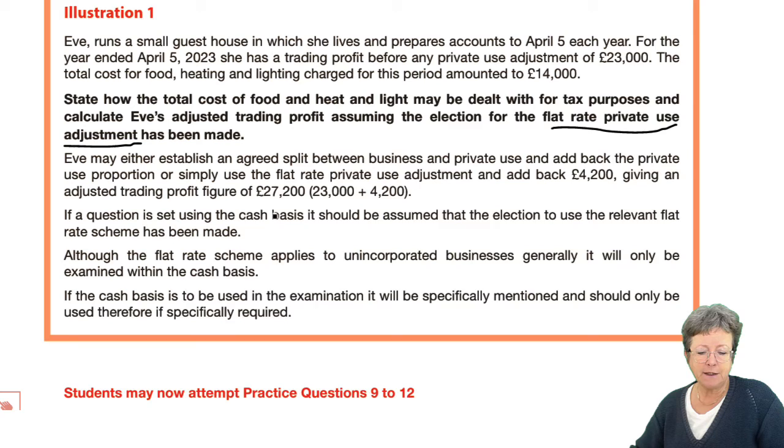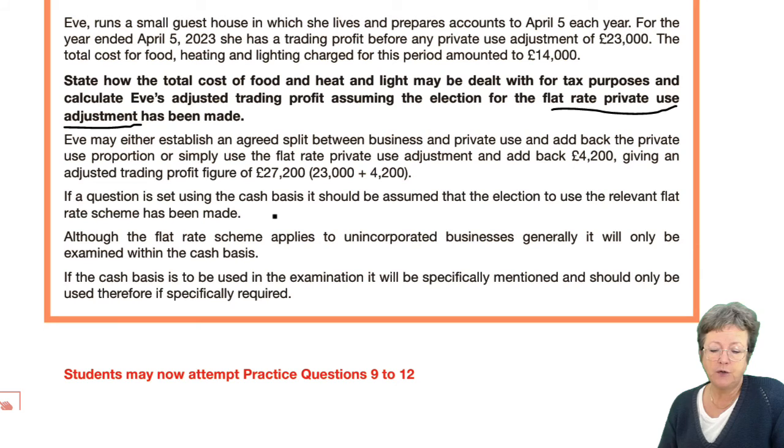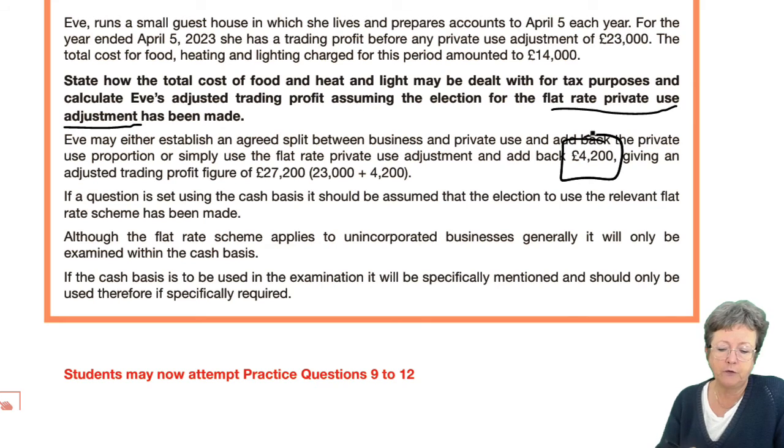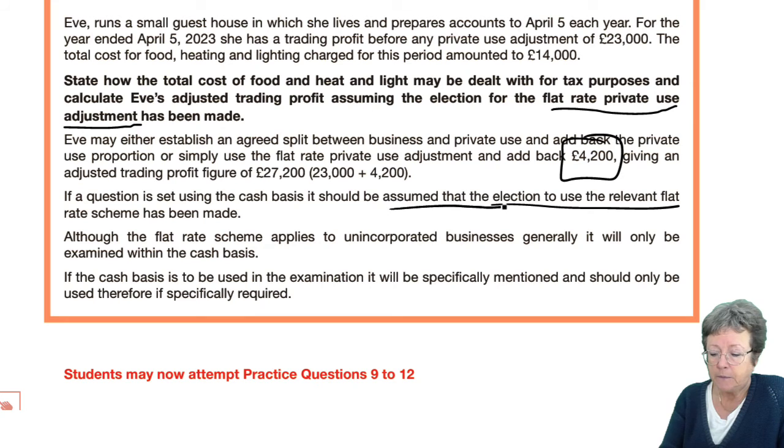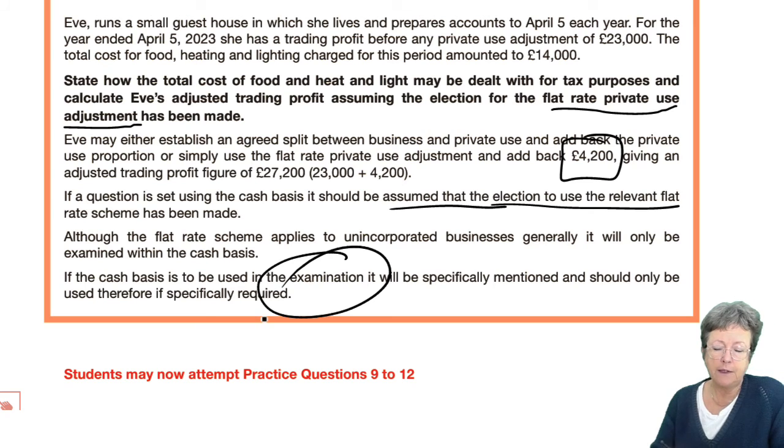So with that in mind, this is the answer to the question we have about Eve. So Eve may either establish an agreed split between the private and the business use and add back the private example, or simply use the flat rate private use adjustment and add back £4,200 a year. If the question is set using the cash basis, you should assume that you will use that flat rate basis, and again it will be given to you in the exam.